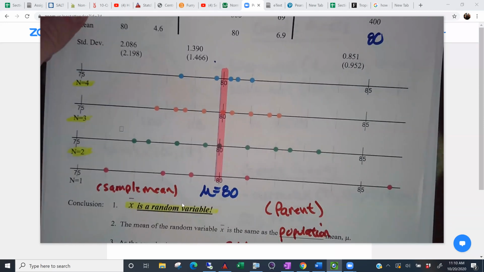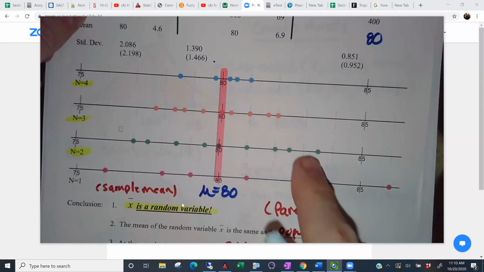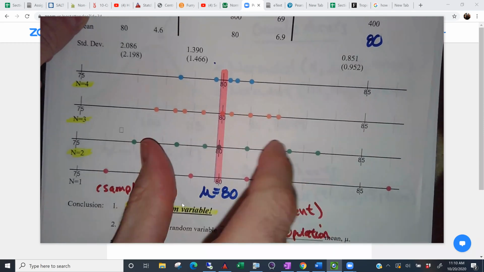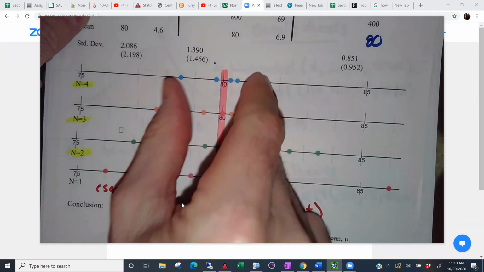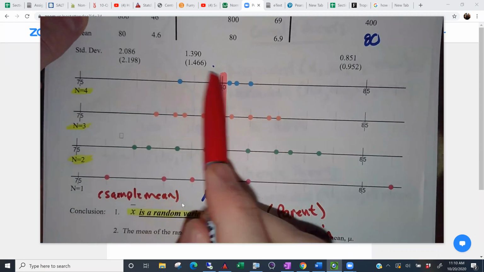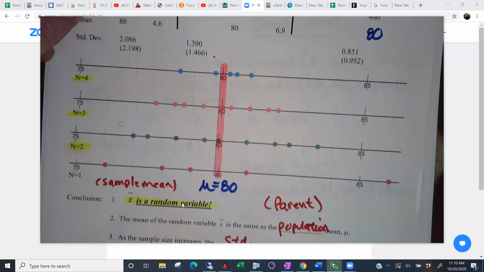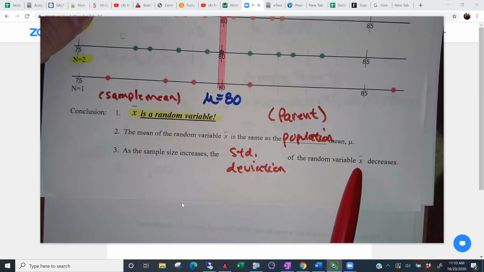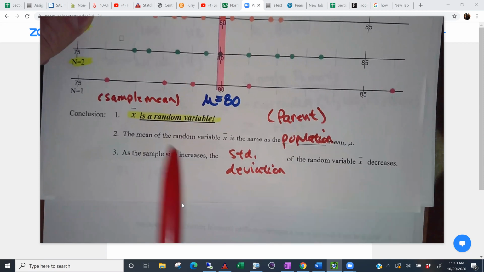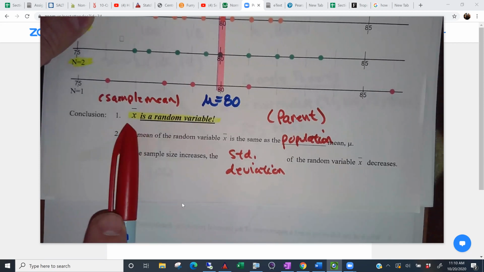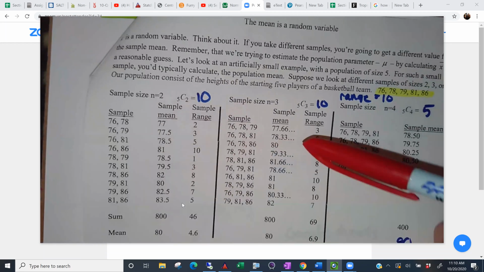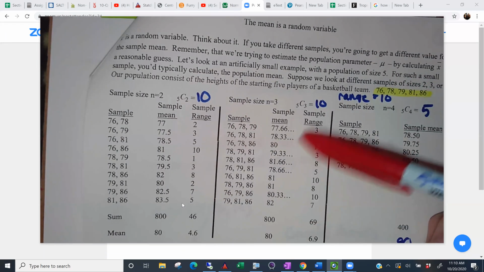Now something else happened. As you increased your sample size, the spread of this estimate of your population mean decreased. So as the sample size increases, the standard deviation of this random variable decreases. And by the way, one big thing that we remarked on is that this is a random variable. The value of your sample mean just depends on chance.